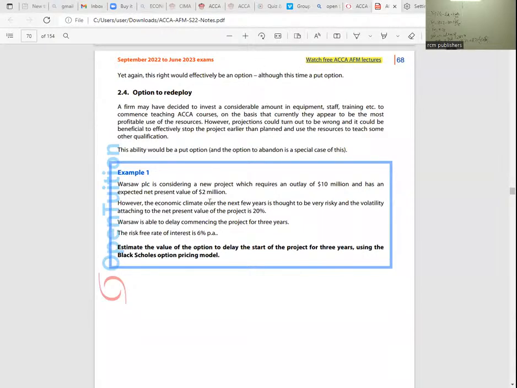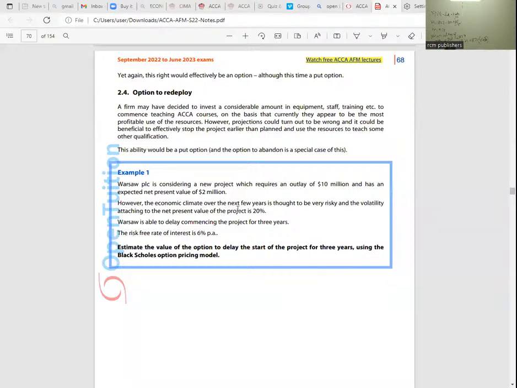Volatility is standard deviation. I've got good sons and daughters around. Volatility is what here? Standard deviation. Please write that somewhere in your mother tongue. Volatility is the same as your standard deviation, which is 0.2.